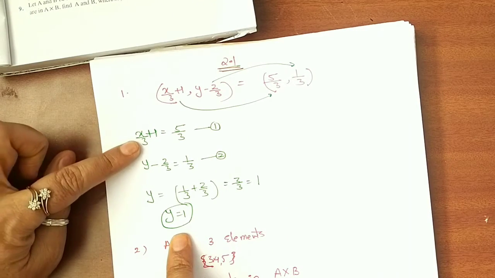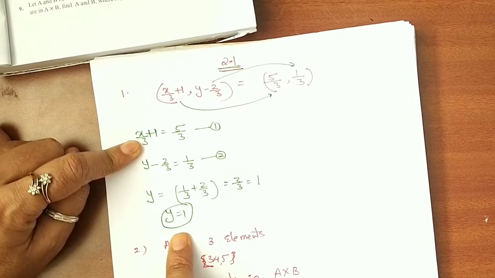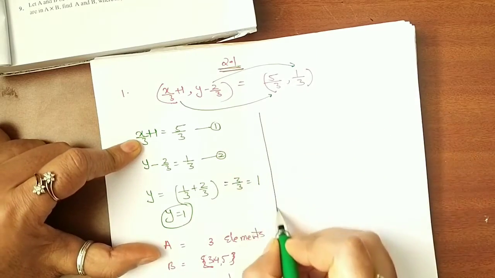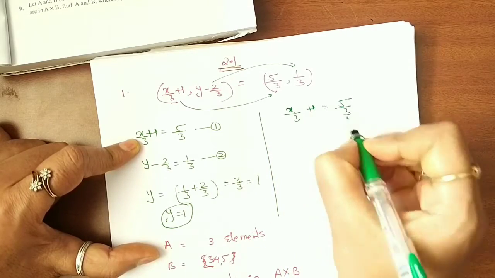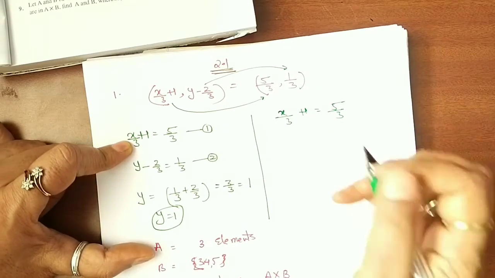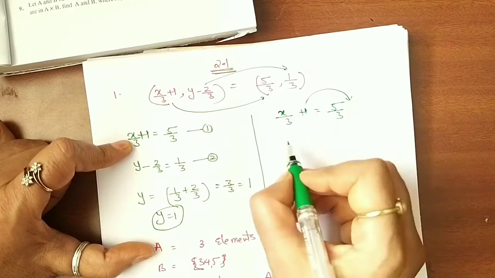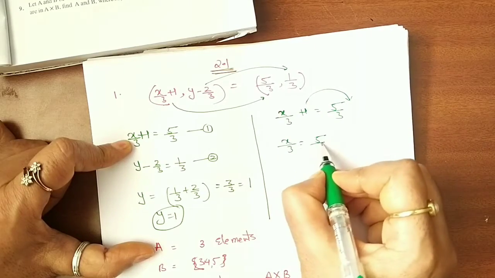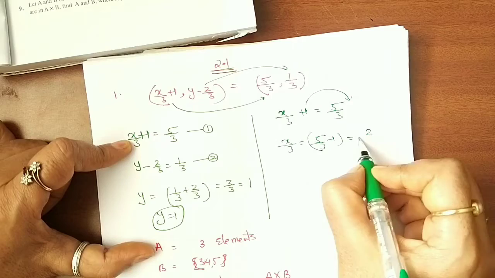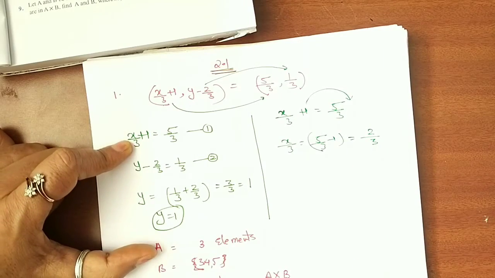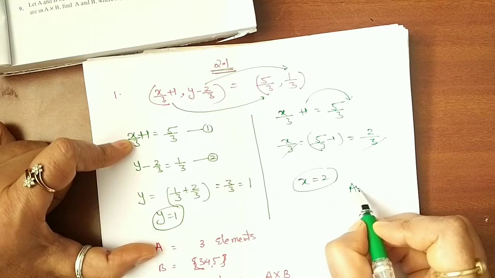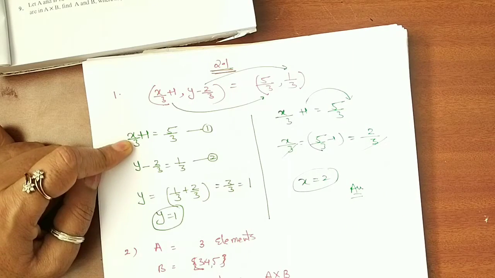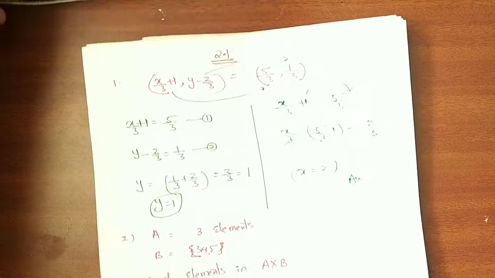Then in this equation also I have only x, no y. So let me solve this equation. x by 3 plus 1 is 5 by 3. If the 1 goes there, it will become minus, so x by 3 is 5 by 3 minus 1, which is 2 by 3. Both sides 3 cancel. So x is equal to 2. This is my answer.